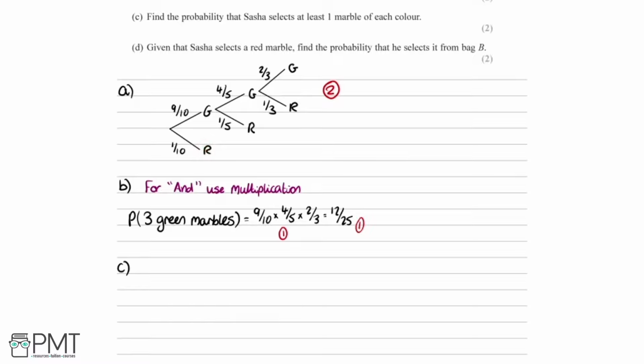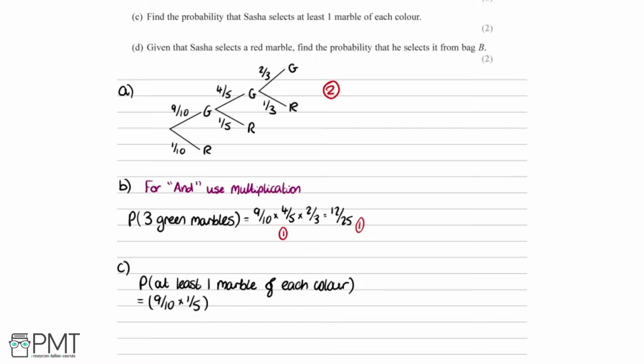He can't then choose a green one. So he has to choose a green one to start with. So we go down here, and then he could choose red, and then we're done. We've chosen 1 of each colour. So we could do this one and this one. And because it's and, we're going to multiply, so it's 9 over 10 multiplied by 1 over 5.